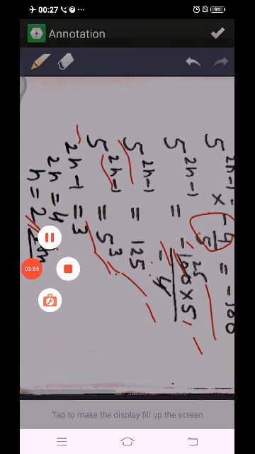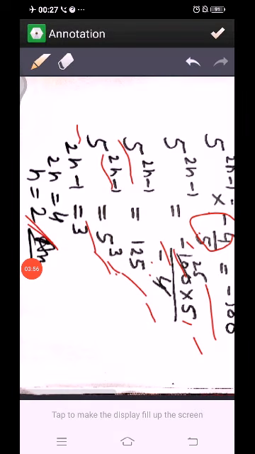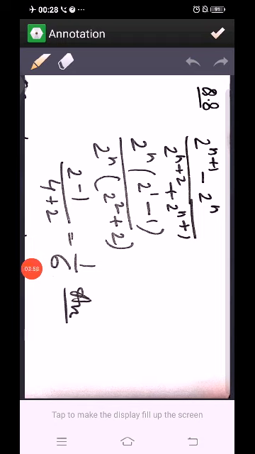This question, you practice one or two times, you will get how to do it. Let's take question number 8. 2 power n plus 1 minus 2 power n upon 2 power n plus 2 plus 2 power n plus 1.